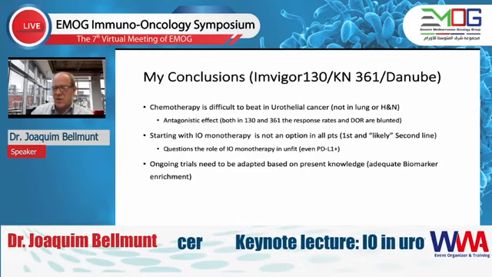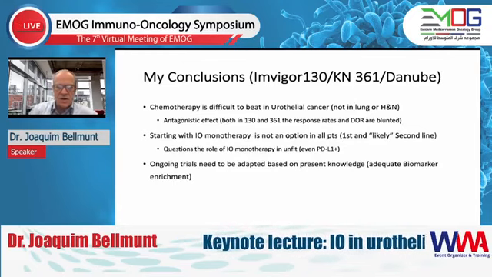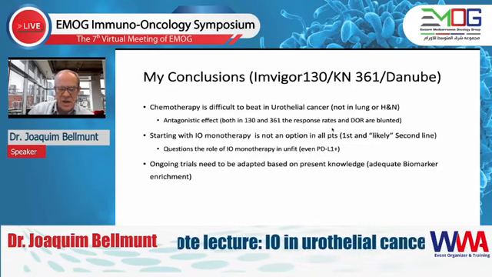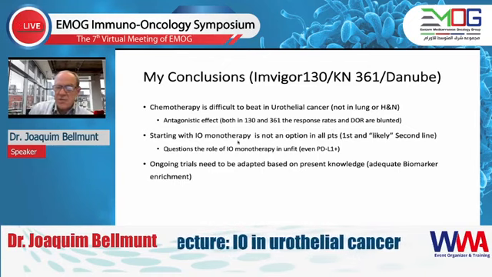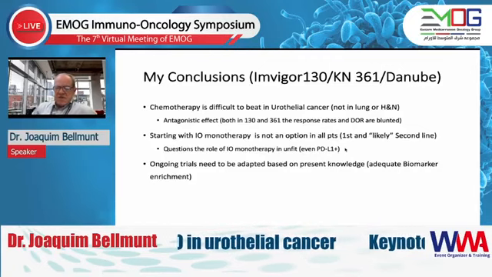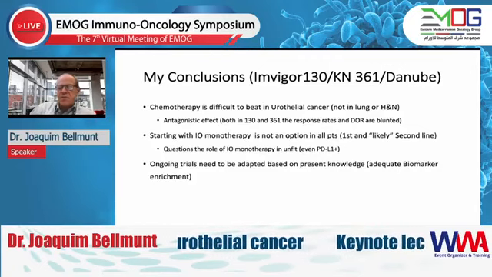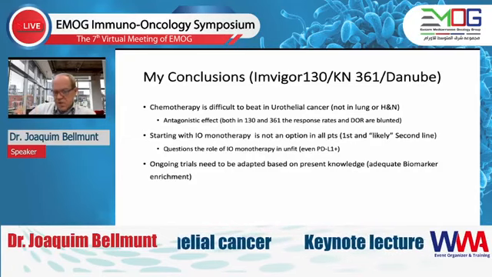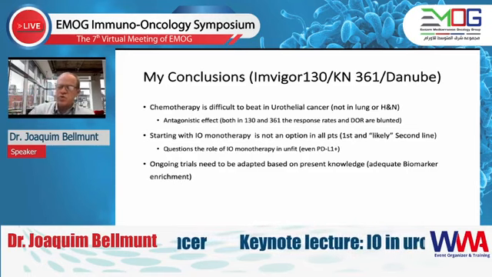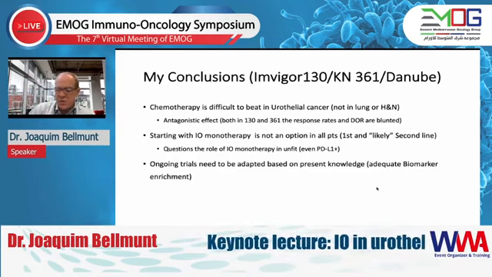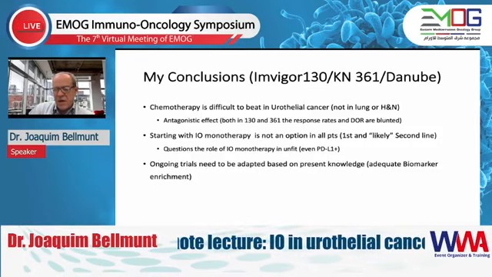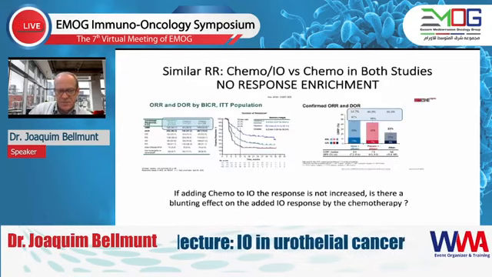It's not the same as we have seen in lung cancer or head and neck cancer. We see that there might be an antagonistic effect, even on the duration of response that we are going to see now. We know that starting immunotherapy as monotherapy is not an option in all patients. Maybe it is in patients being unfit, but we see that in patients receiving monotherapy with immunotherapy, the survival curve in the very beginning is below compared to those receiving chemotherapy. And obviously, we need to identify which are the patients that are going to benefit from these approaches, and biomarkers need to be implemented in all these trials.